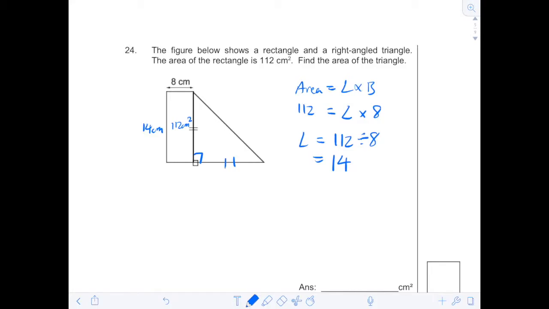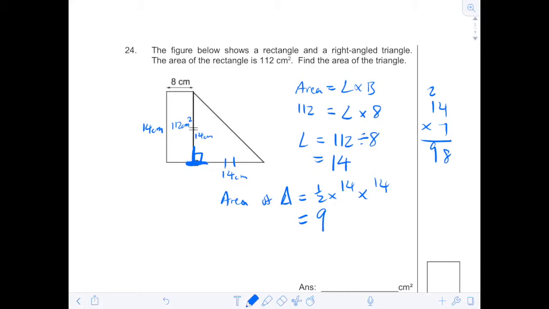Now you got 14 cm, you see the equal length lines here, so this is also 14 cm, this is 14 cm. Now remember, this is the perpendicular line, therefore the area of the triangle will be half times the base times the height. Area of triangle will be equal to half times 14 times 14. So 14 times 7, you get 98. Answer should be 98.